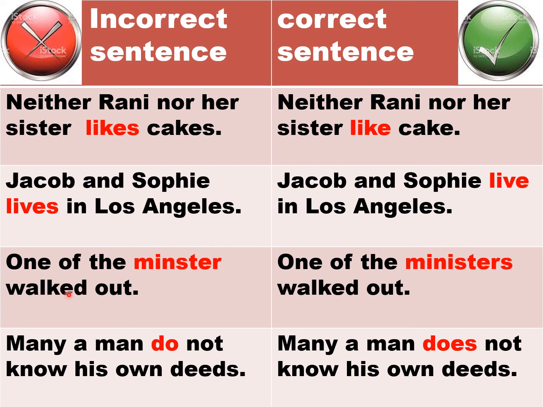One of the minister walked out. When we see one of, we must use plural only next to it. So one of the ministers walked out. Many a man do not know his own deeds. Here we have many a man, but this is singular. A man is a singular noun, so we must use does only. For he, she, it, we must use a singular verb does. Many a man does not know his own deeds.